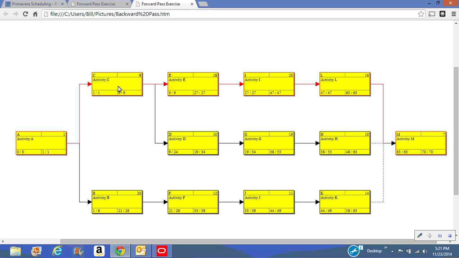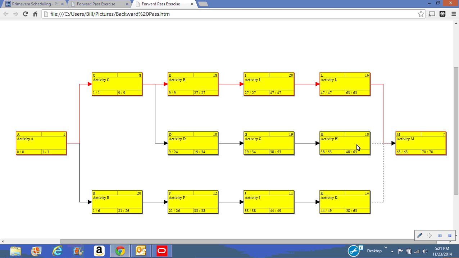And as you might imagine, Primavera is showing red boxes to indicate that this is the calculated critical path. So the answer is the same in both directions, and we get 0 float. Let's take the middle path. We know that activity M finishes on day 63, the same answer forward or backwards.